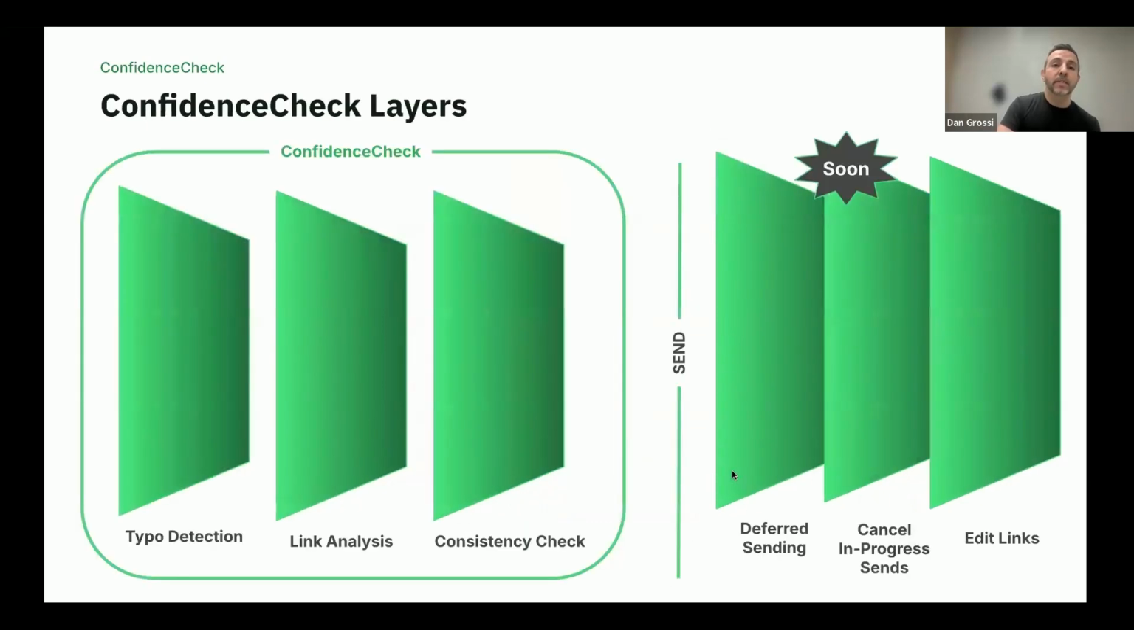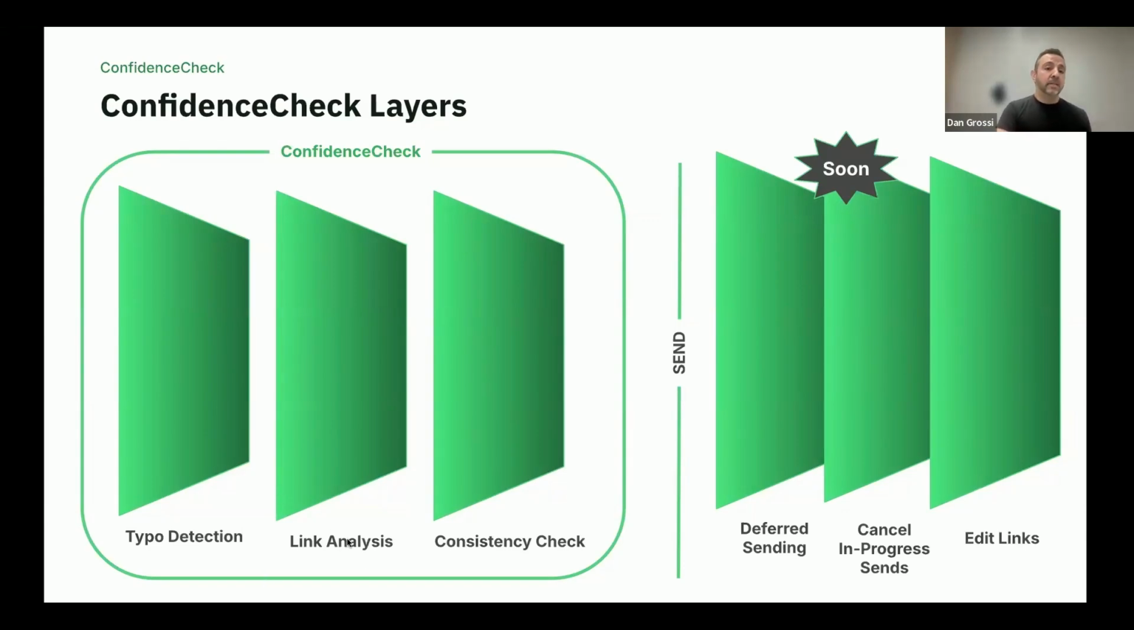Until then, we are going to dig deeper and zoom in on ConfidenceCheck itself, because it actually has many layers to it. At the top level, the three main categories are typo detection. This one's pretty self-explanatory, but any obvious spelling or grammar issues are going to be caught by this layer.